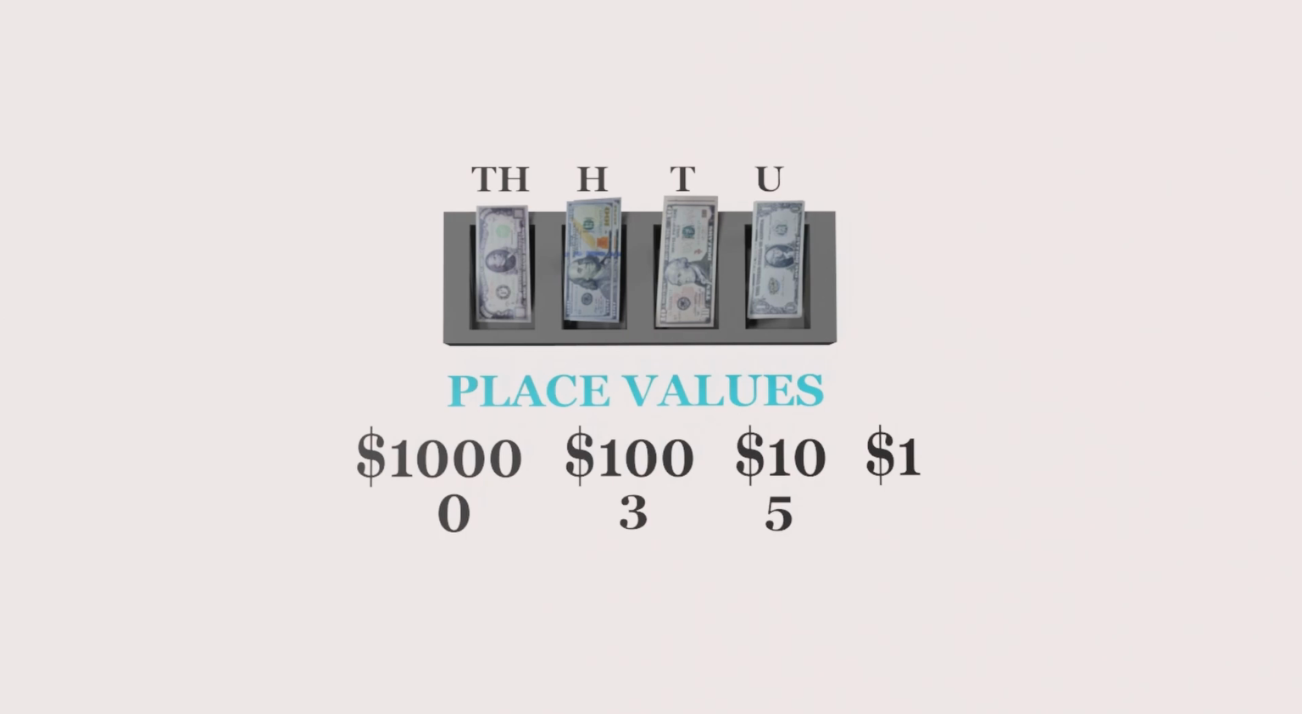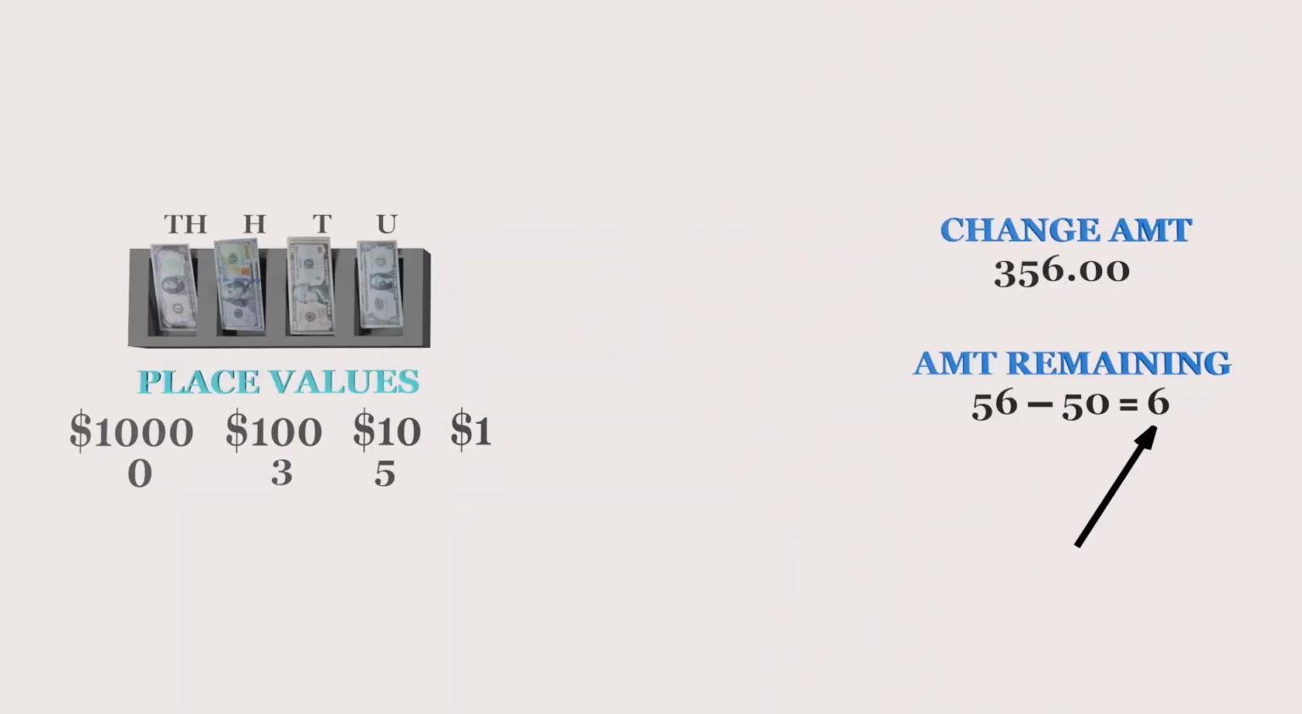Our decimal number now looks like this. 5 $10 bills equals $50. Having given out this $50, how much change do we have left to give out? To find out, we subtract 50 from 56, which will give us 6. We have $6 left to give out in change.